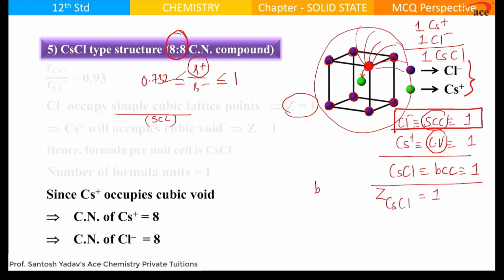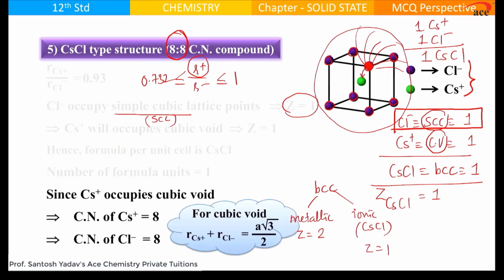That means you should remember BCC is of 2 types. If they are metallic solids, rank is 2. If they are ionic solids like cesium chloride, rank is 1. This is an extra formula for you to know. So, that was about cesium chloride.